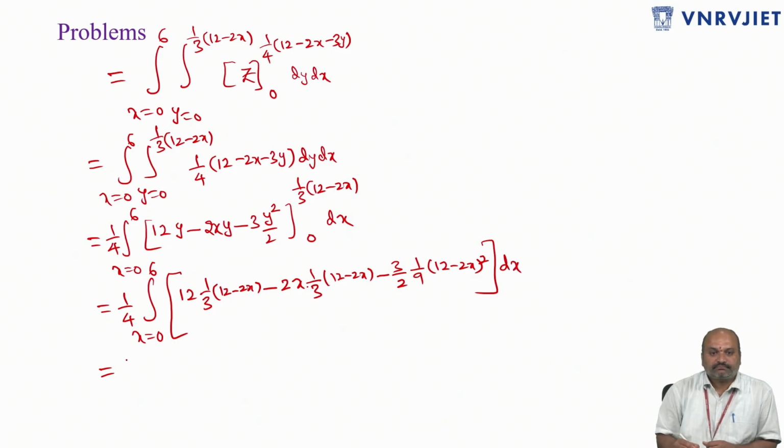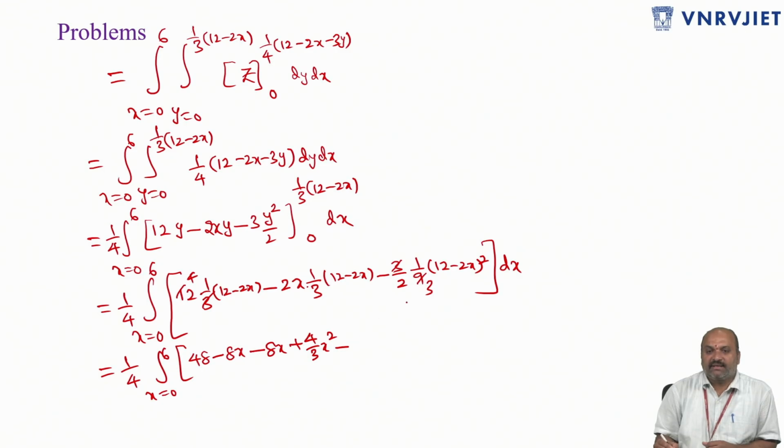So it is 1 by 4 integral x varies from 0 to 6. Let's simplify. 3 4s are 12, so it is 4 12s are 48 minus 4 2s are 8x. Next minus, it is 2, 3 4s are 12, so 4 2s are 8, so minus 8x. Next, minus into this minus becomes plus, and 2 2s are 4, 4x square by 3. So 4 by 3 x square. Next minus, this is 3 3s are 9.